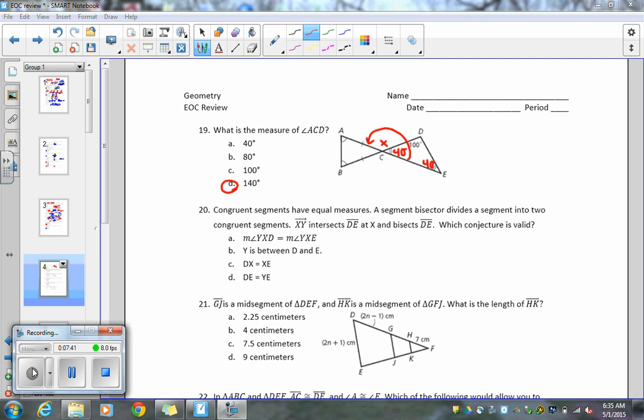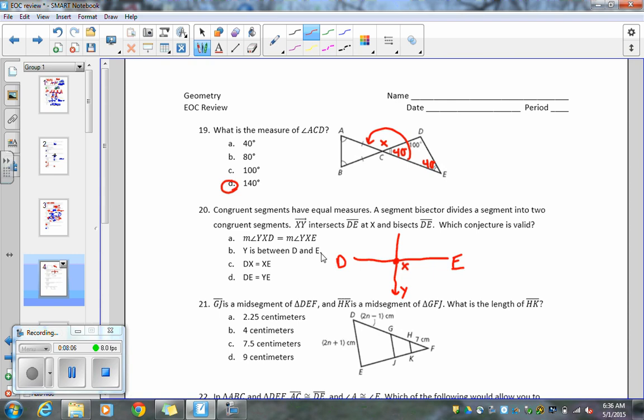All right, question number 20. Congruent segments have equal measures. We know that a segment bisector divides the segment into two congruent segments. XY intersects DE. All right, let's draw it. So here is DE, and then XY is just cutting it right in half. It intersects at X, so right here will be X, and we'll just call that Y right there. So which conjecture is valid?